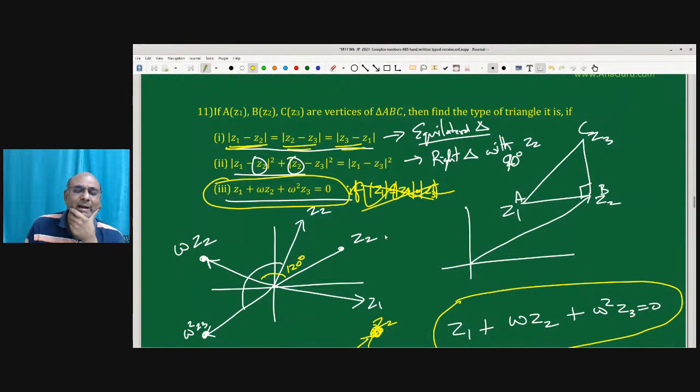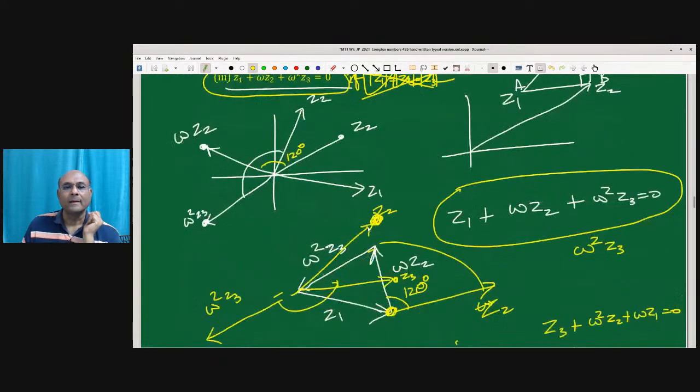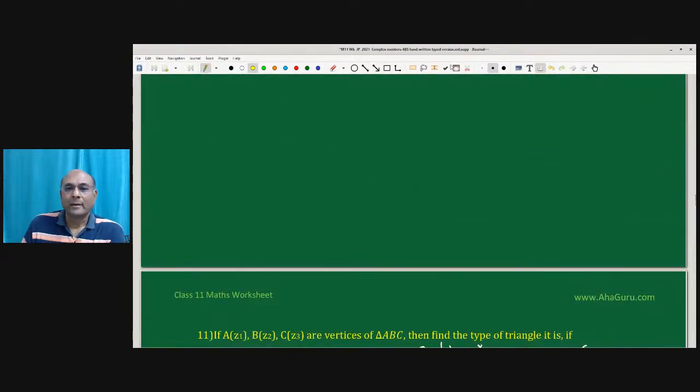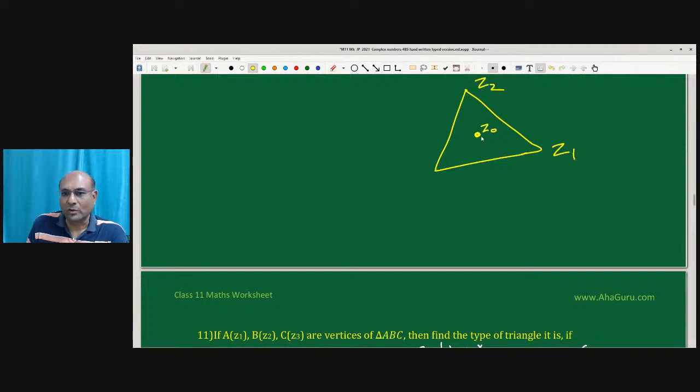Oh yeah, correct. I should have thought of that. Okay, so if I look at a triangle, imagine that I had a center. I'm going to call it Z0. Let's call this Z1, and let's call that Z2. This angle is 120 degrees. If it's an equilateral triangle, this angle is 120.